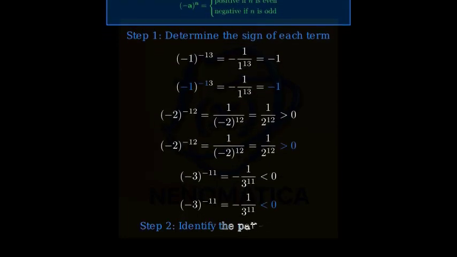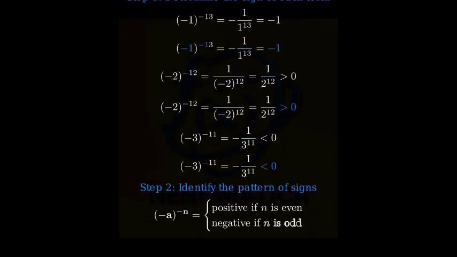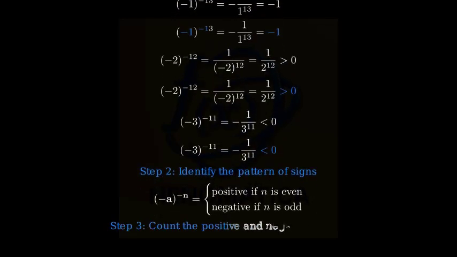We can continue this pattern for all terms. Let's analyze what we have so far. When the exponent is negative and odd, the result is negative. When the exponent is negative and even, the result is positive. Let's count how many terms will be positive and how many will be negative. From 45 terms in our product, let's count how many have odd exponents and how many have even exponents.